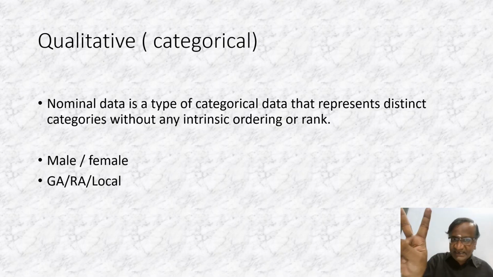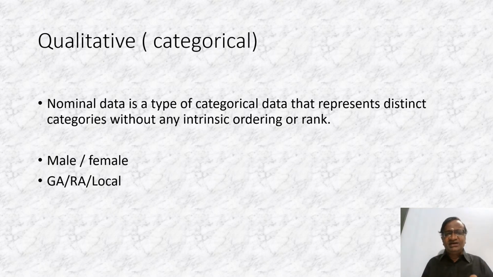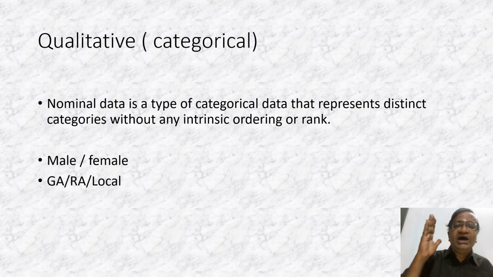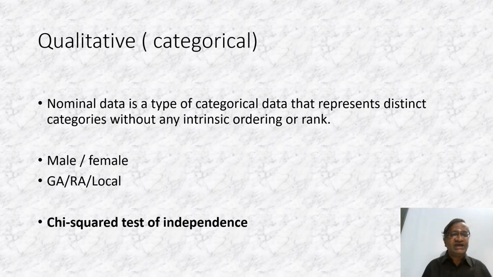As I've already told, qualitative data is nominal and ordinal. What is nominal? It represents categories without any intrinsic ordering or ranking. The patient is male or female. The patient has been given GA, regional anesthesia, or local. There is no ordering or ranking; it is simply yes or no, male or female. This is what is called categorical, qualitative, nominal data. The chi-square test of independence is the ideal test for this.